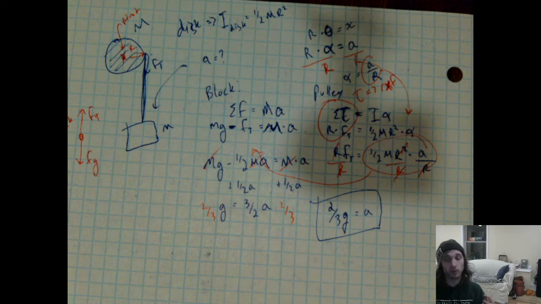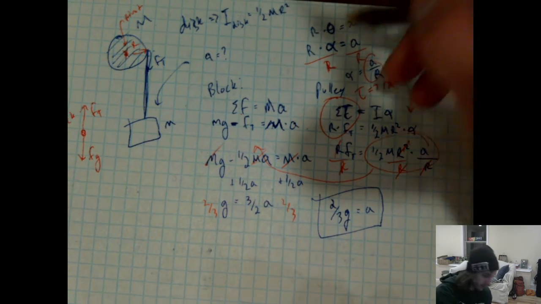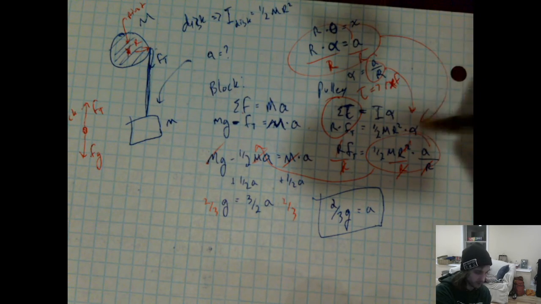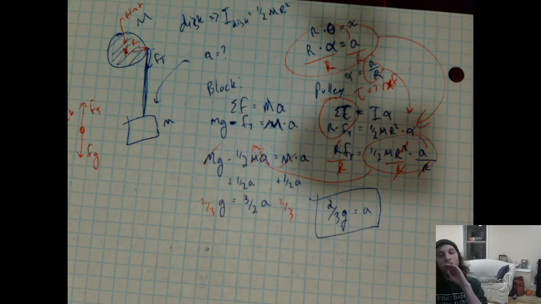Next really big thing that we did was we took our angular variables and we related them to our linear variables. All your old stuff for linear acceleration still works. You just have to be careful about when it applies and when it doesn't. All your new stuff for angular acceleration can also work. Again, you have to be careful about when it applies and when it doesn't. And be a little bit careful about the signs if there was more than one torque, for example.